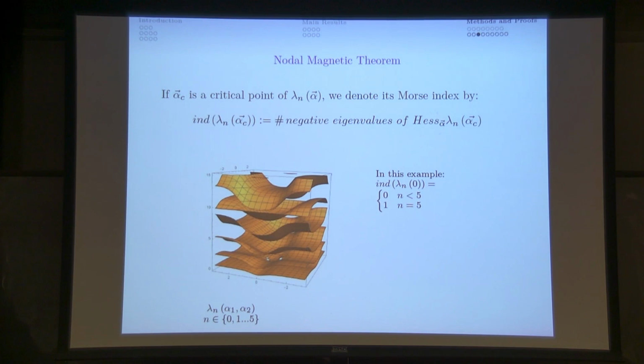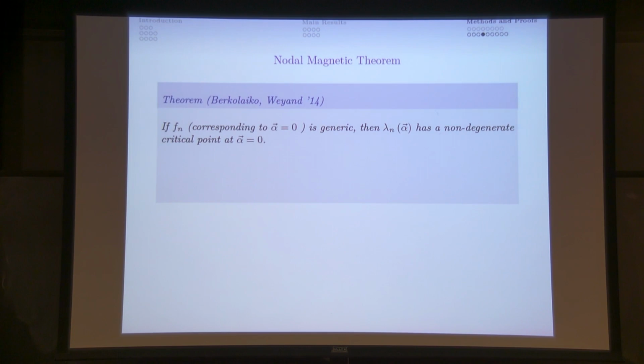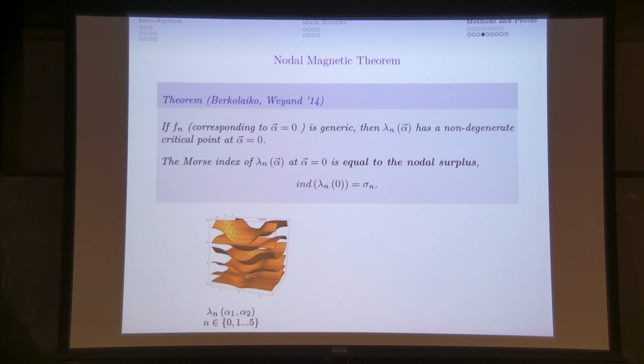So we have the following theorem due to Berkolaiko. He proved it for discrete graphs and quantum graphs. And later on, Colin de Verdière gave another proof for discrete graphs. And it says the following. If you have a function of the no magnetic graph, and it's generic, then lambda n as a function of alpha has a non-degenerate critical point at alpha equal to zero. And moreover, the Morse index of that point is the nodal surplus.